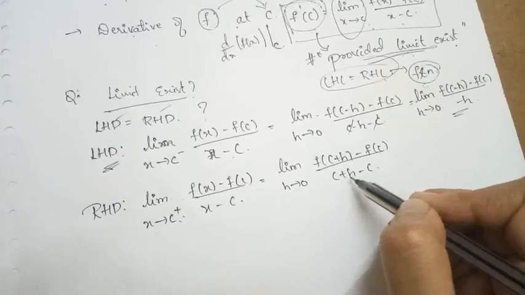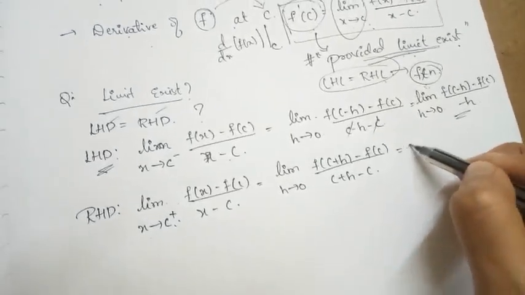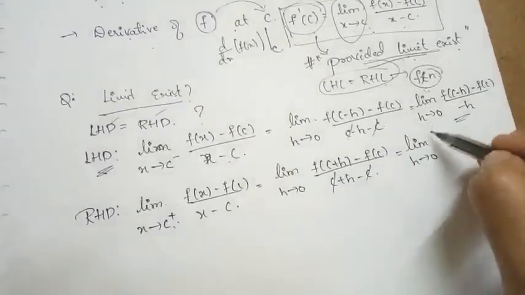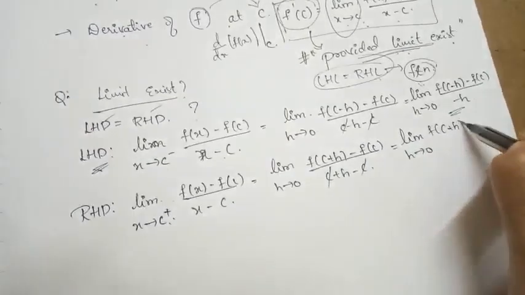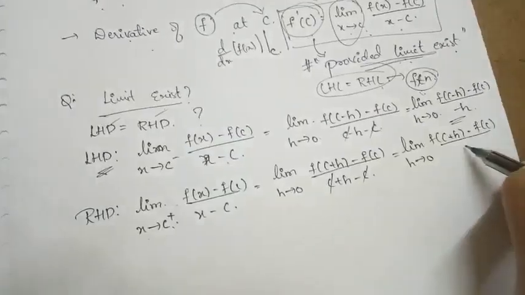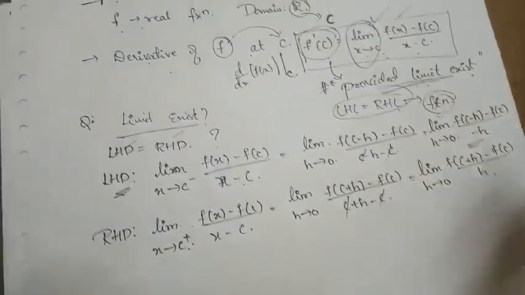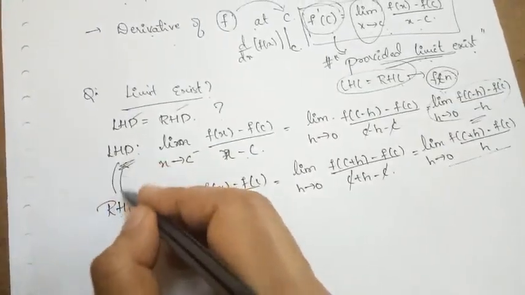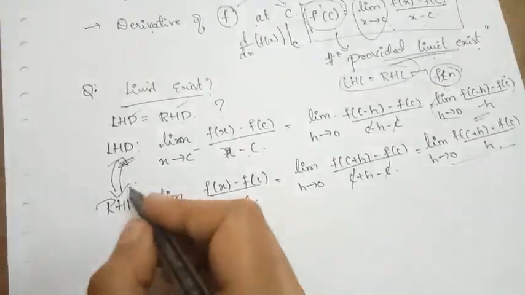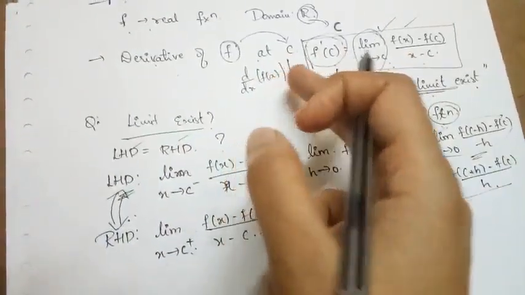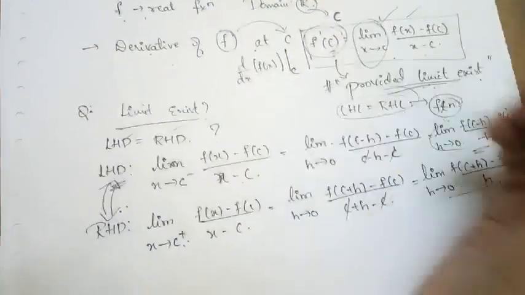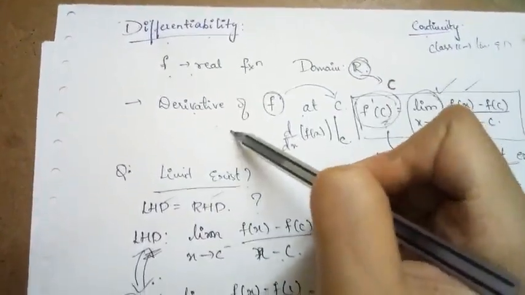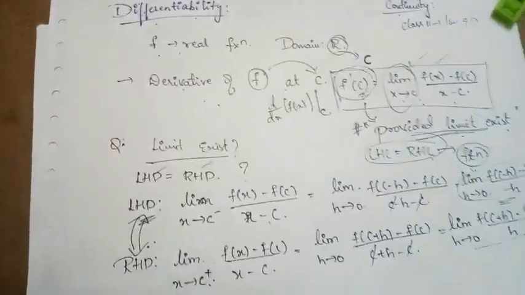So in place of x I have replaced it by c plus h. So it is nothing but the limit h tending to 0, here c minus c gets cancelled, f of c plus h minus f of c divided by h. So this is our left hand derivative and this was our right hand derivative. When these two derivatives are equal, then we say that the given function has a derivative at the point c. So this is what the definition of the derivative, or the differentiability definition, is saying.